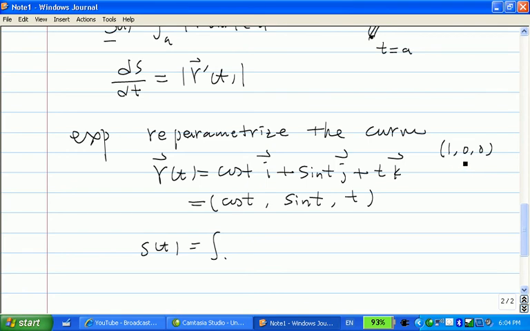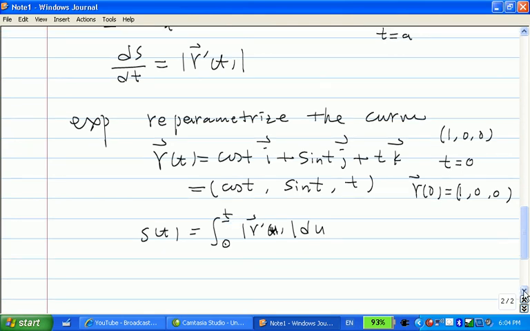When t equal to what gives you this point? Obviously, when t equal to 0, you plug in r of 0, cosine 0 gives you 1, sine 0 gives you 0, and 0 gives you 0. Okay. So we want to count our arc length starting with t equal to 0, then to t, of the magnitude of r prime u du. Since u here is a dummy variable, you can use any letter you want. Since we already used t here, we want to use a different letter.